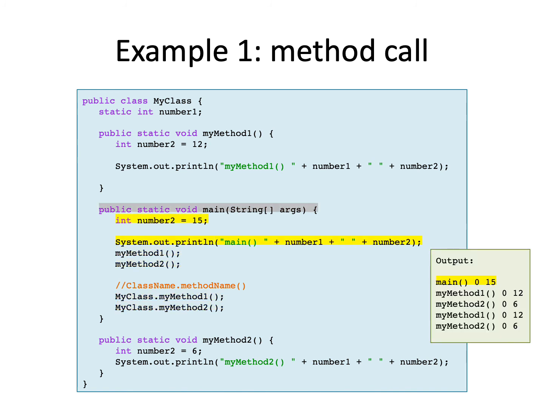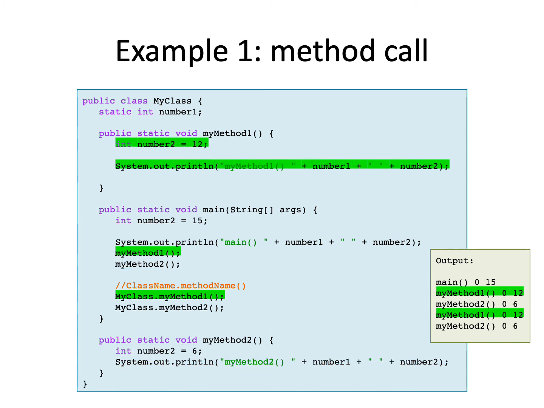When we run this code, the main method is executed as the first method. It displays main and the value of number1, which is 0, and number2, which is its local variable, the value 15. Then, it calls myMethod1 that displays number1 as 0 and number2 that is its local variable, the value 12. The next line in the main method is the call to myMethod2. It displays myMethod2, number1 is 0, and number2, which is myMethod2 local variable, the value 6.